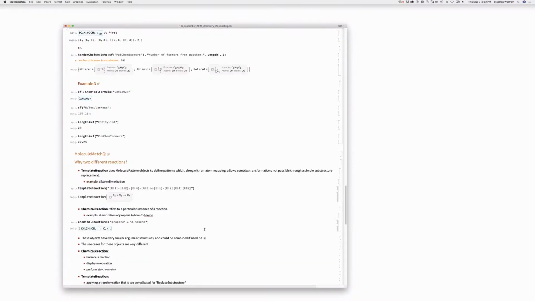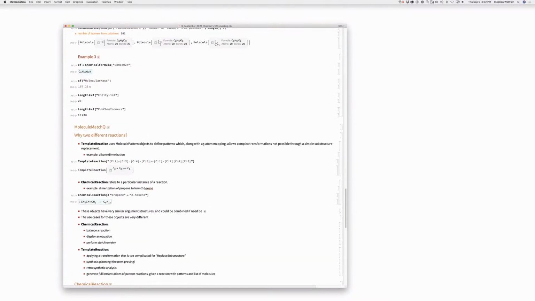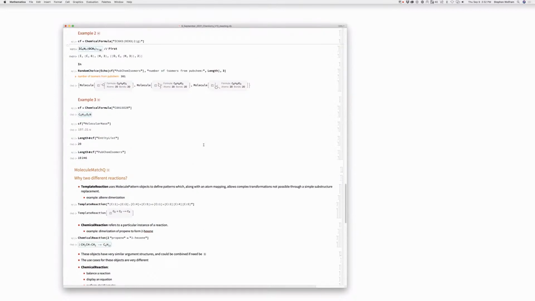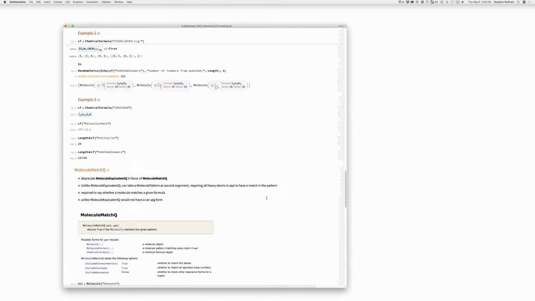All right, onward here. So just quickly, if we have a chemical formula, then it becomes very useful to know whether it matches a given molecule, which is why I see we have this. Well, what about molecule match Q of molecule? Wait a minute. What is molecule equivalent Q? So that was introduced in 12.0 to tell if two molecules match each other, basically.